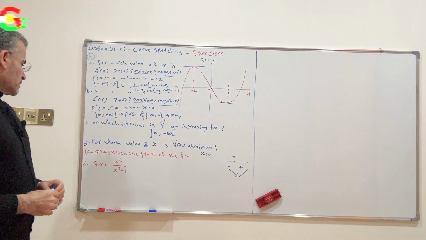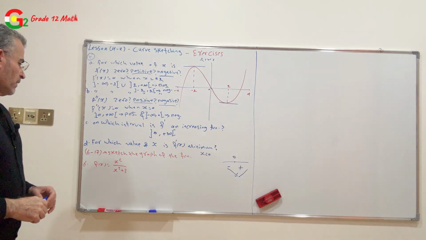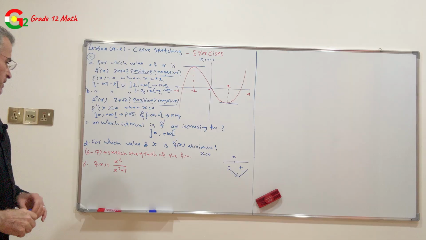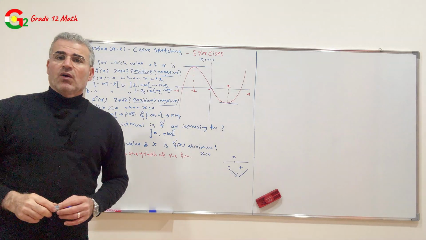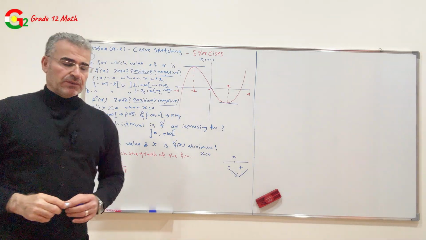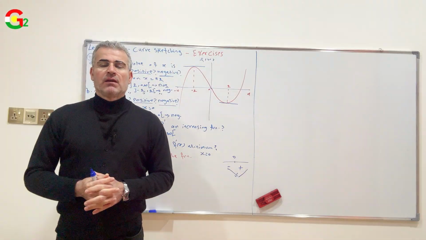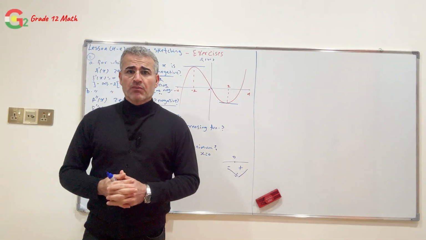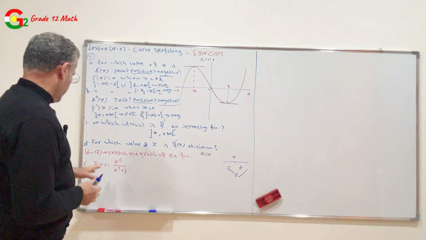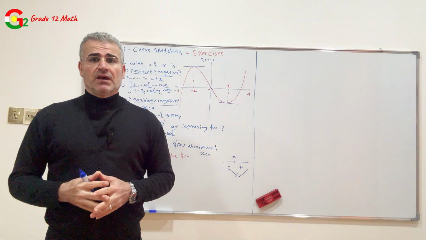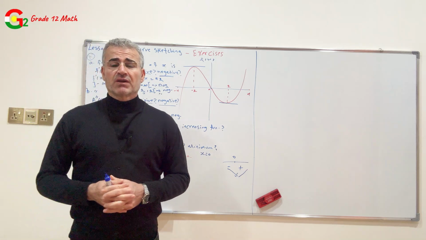Question number 6 to 17, sketch the graph of the function f of x. Number 6, f of x equals x power 2 over x power 2 plus 3. To sketch the graph of any function, we need to find some important properties for the function. First, we need to find the domain of the function. We need to find the x and y intercepts of the function.